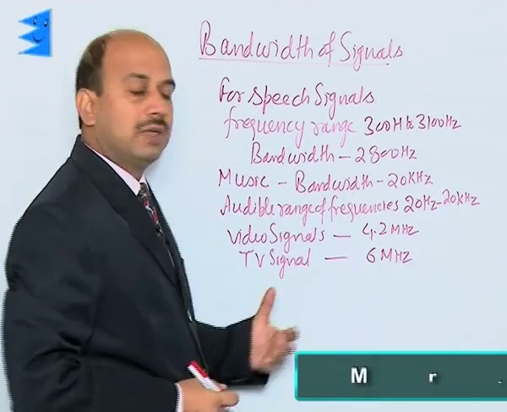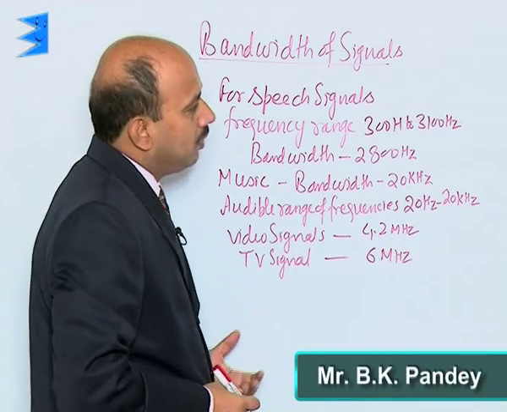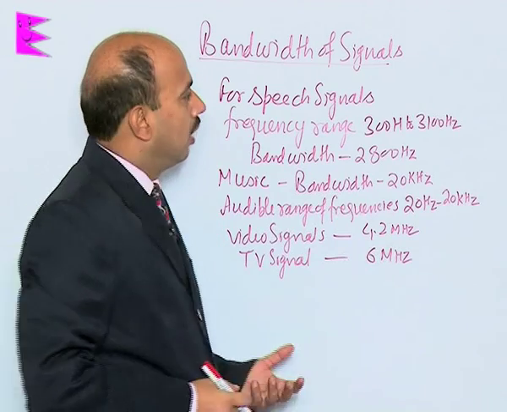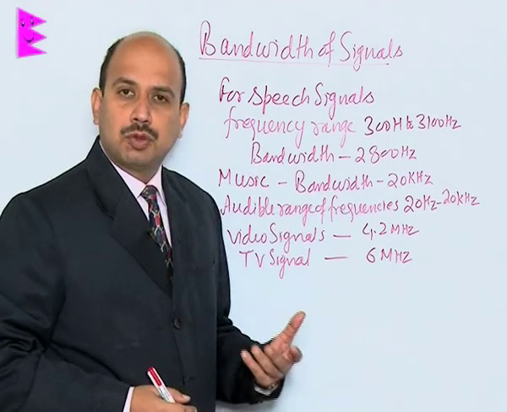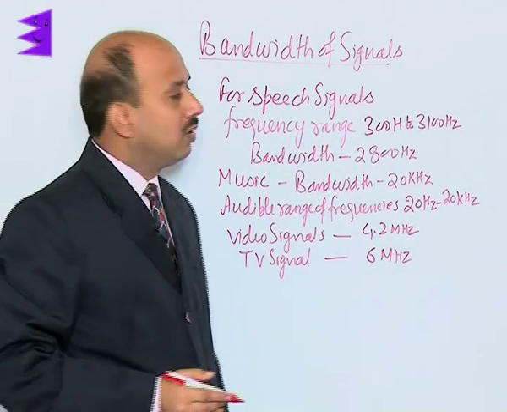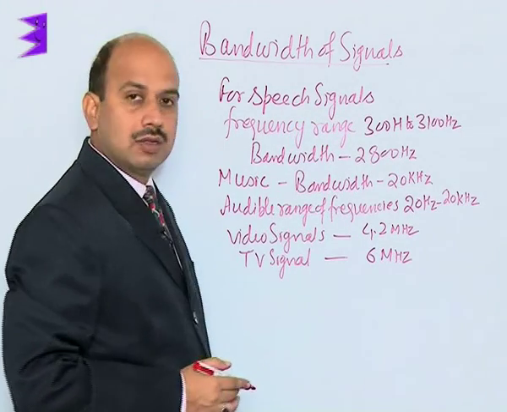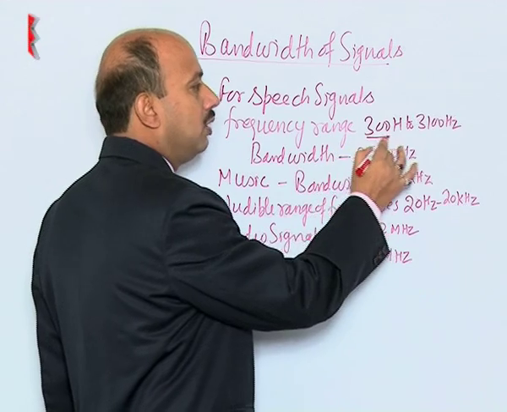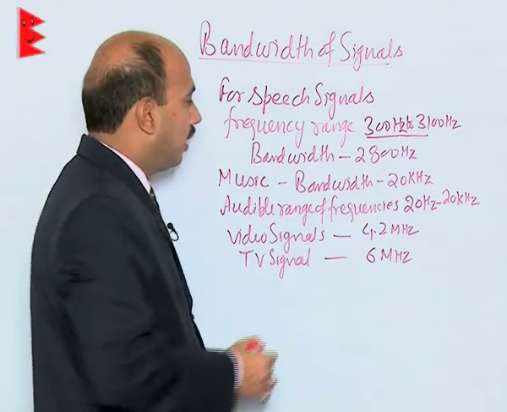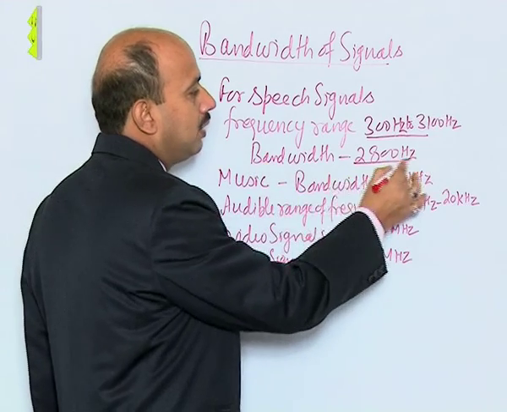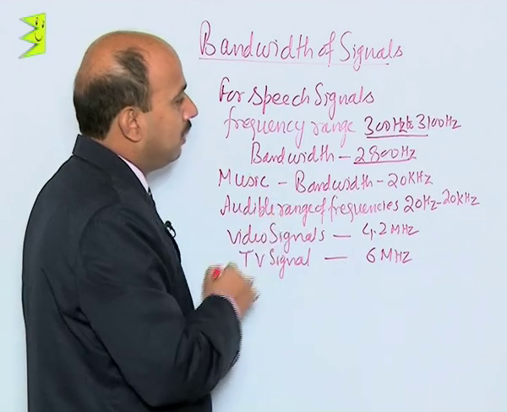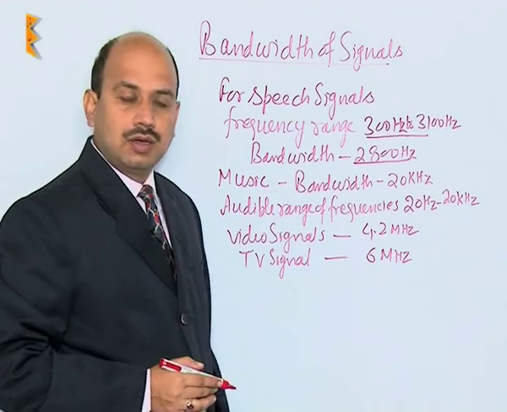Now see the bandwidth of the different signals. Here we will be seeing the bandwidths used by the different equipments for transmitting different types of signals. First one is for speech signals. If you are transmitting speech signals, the frequency range required is 300 Hertz to 3100 Hertz and the bandwidth is equal to 2800 Hertz. So, the bandwidth for the speech signals is 2800 Hertz.